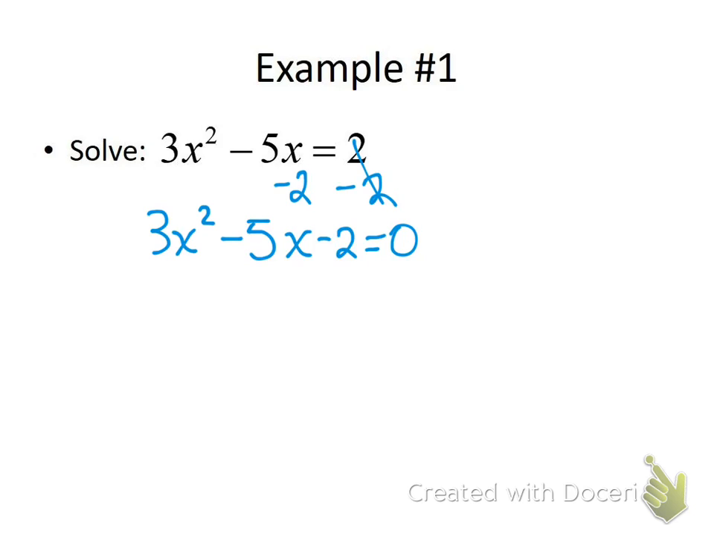Much like we did when we had to graph quadratics, I would recommend identifying your a, b, and c off to the side. What's a? 3. Just 3. What's b? Negative 5. And c is negative 2.